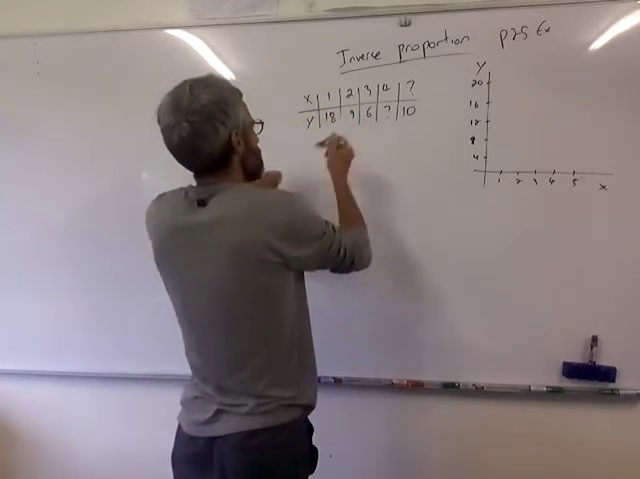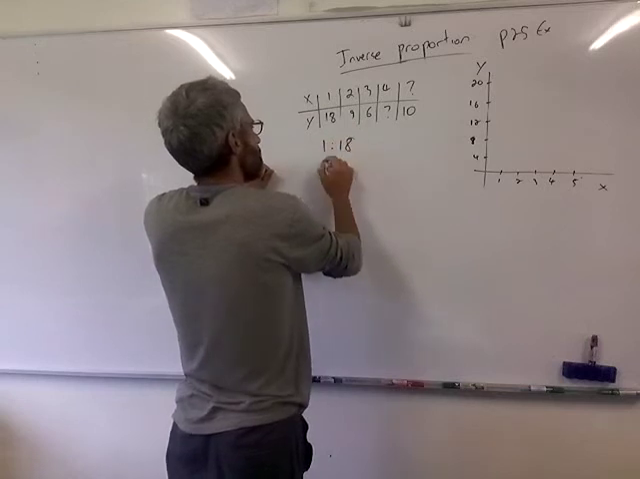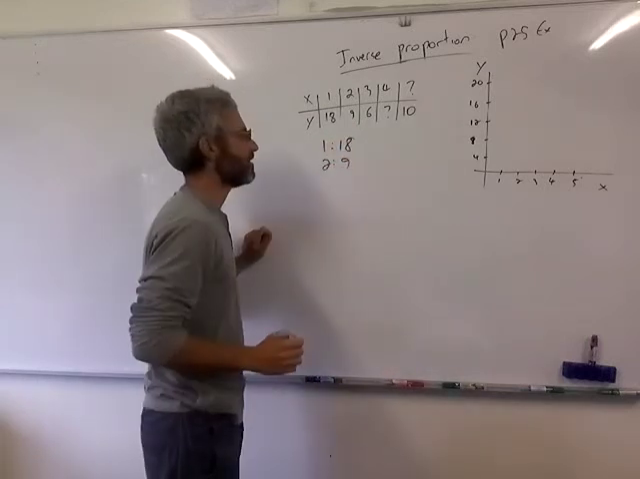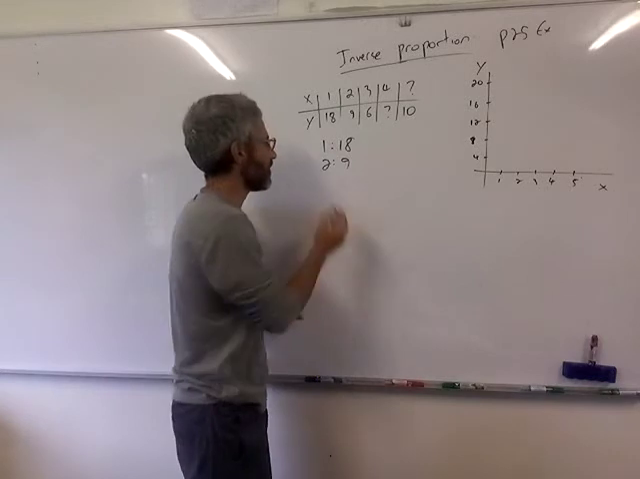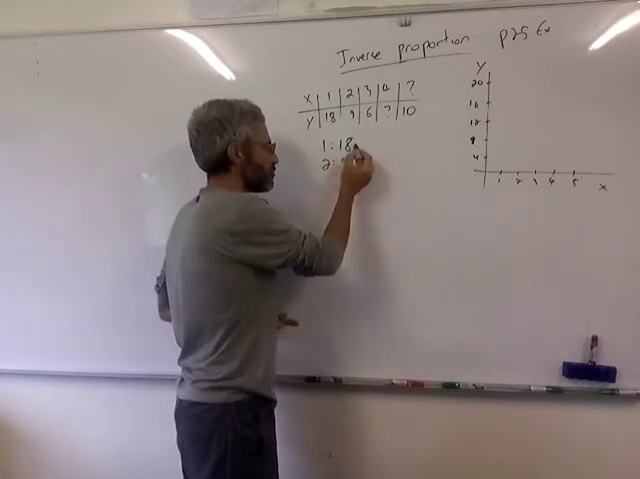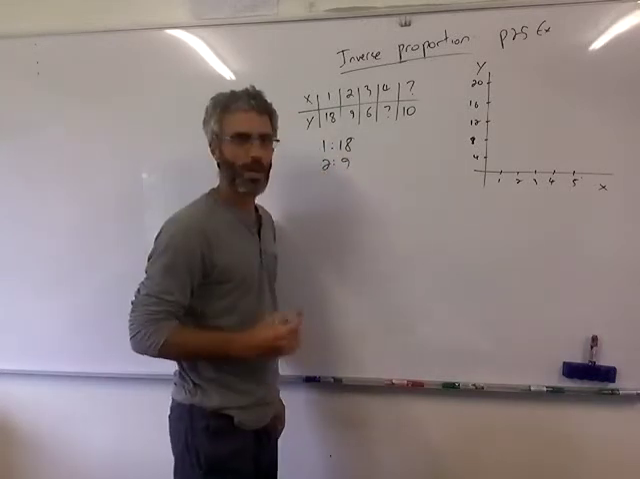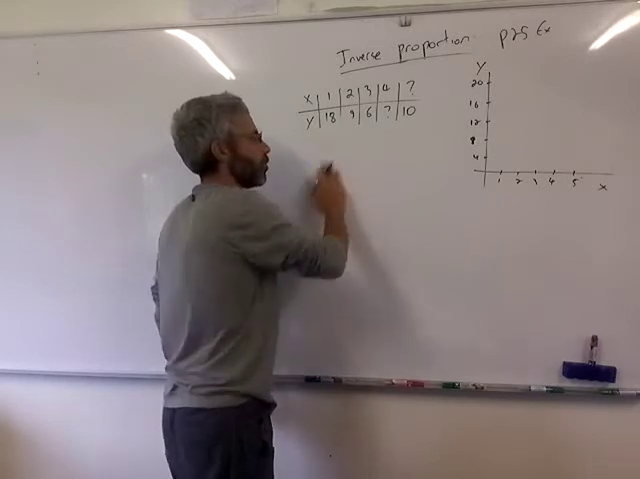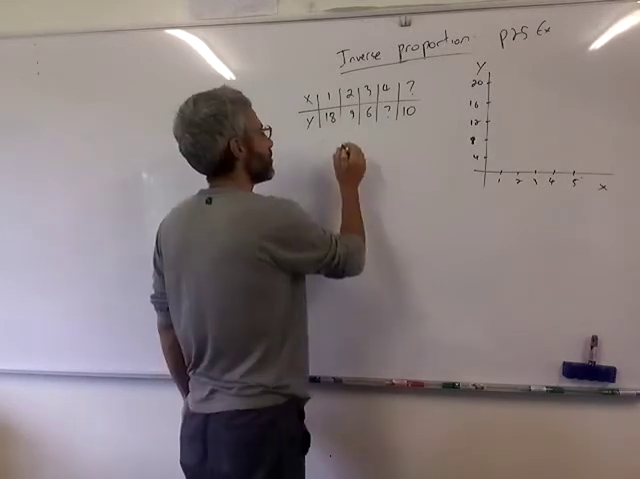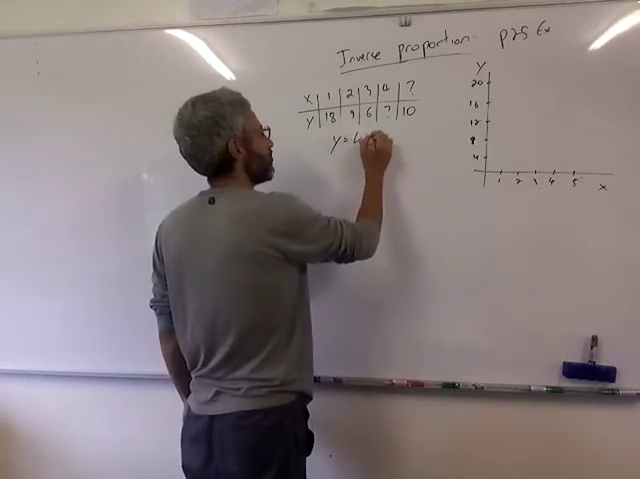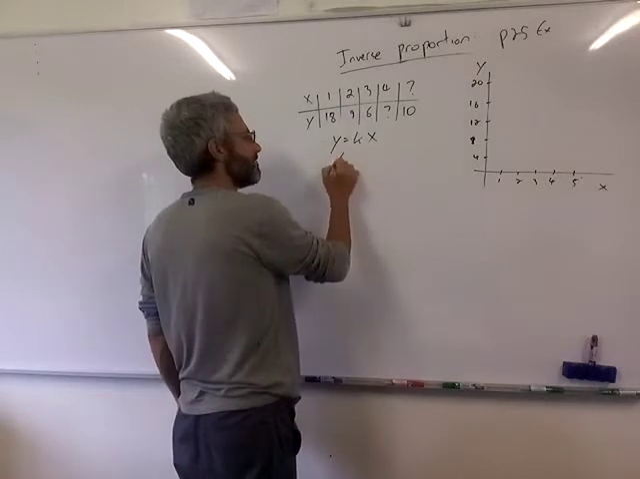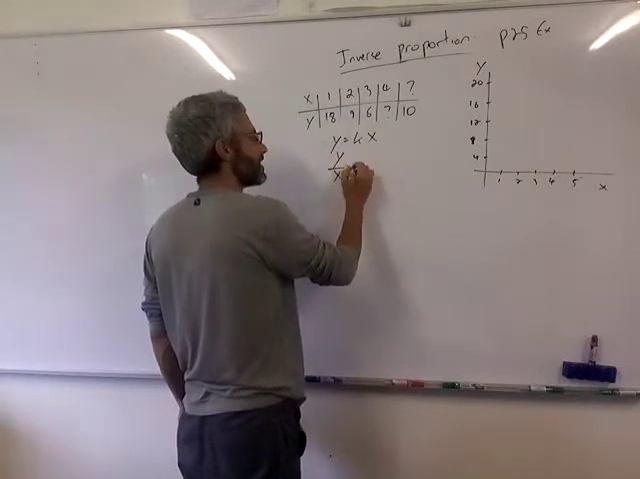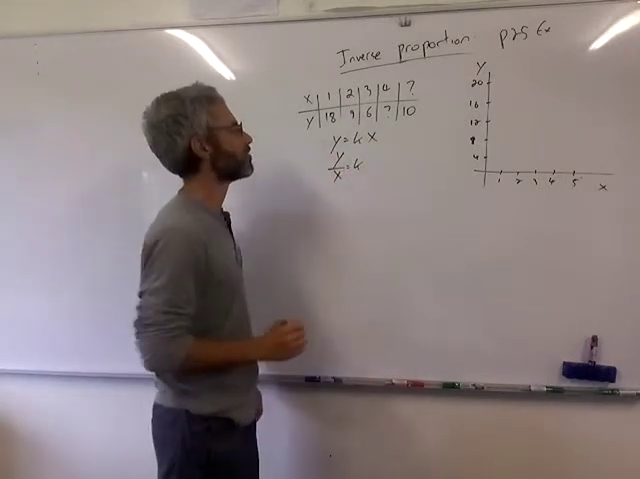1 to 18. Is 1 to 18 the same as 2 to 9? You can clearly see not. I had to multiply that by 2, but here I actually divided by 2. Another way I told you to check if it's directly proportional is that there's a constant of proportionality. In other words, if I divide y by x every time, I'm going to get the same constant.